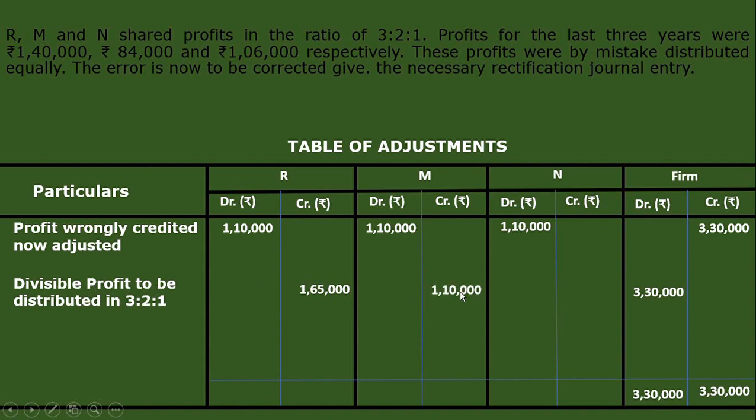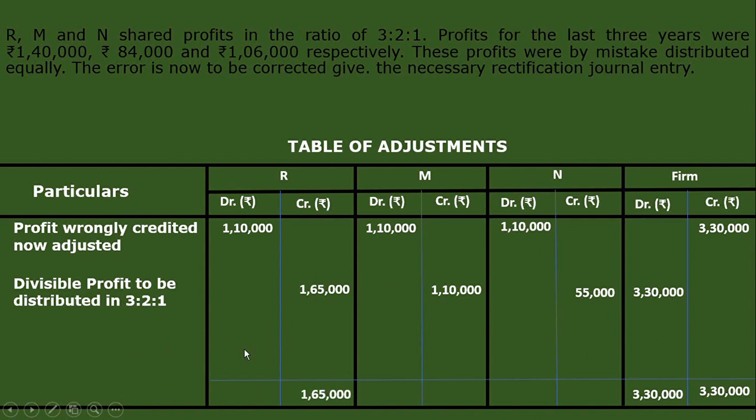For M it will be 1,10,000. How did I get it? 2/6 into 3,30,000. And for N it is 55,000. The procedure is the same, 1/6 into 3,30,000. So we have made this one.